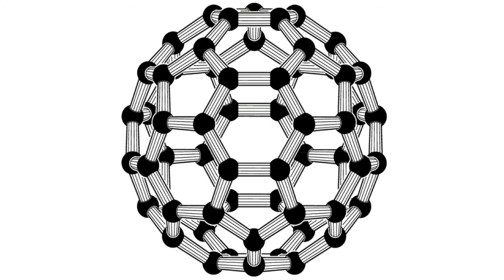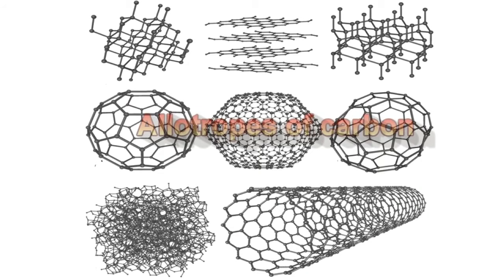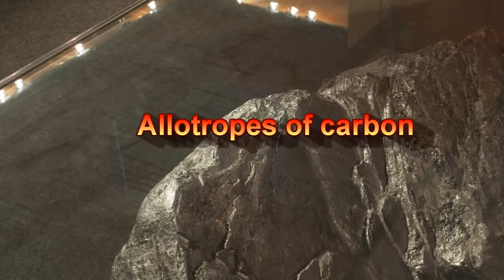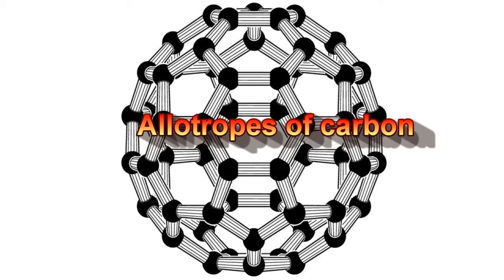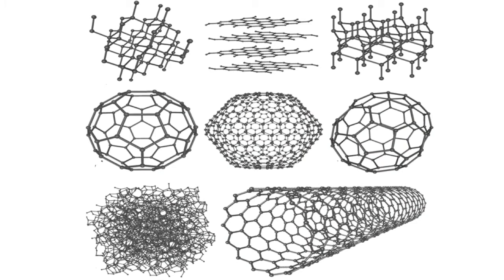Buckminster fullerene is carbon. This property of an element to exist in two or more different forms is called allotropy, and each form is called an allotrope of that element. Means diamond, graphite, coal, Buckminster fullerene, etc. are allotropes of carbon. But why is the carbon element found in such versatile forms?